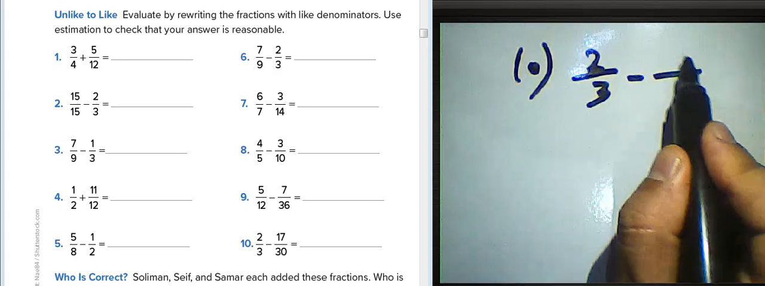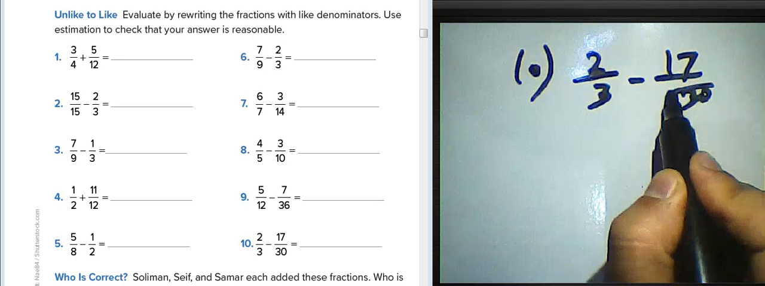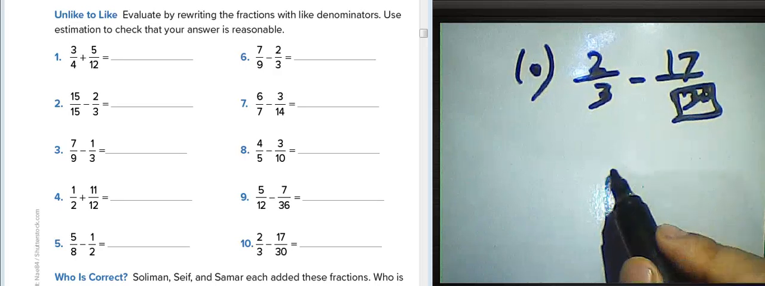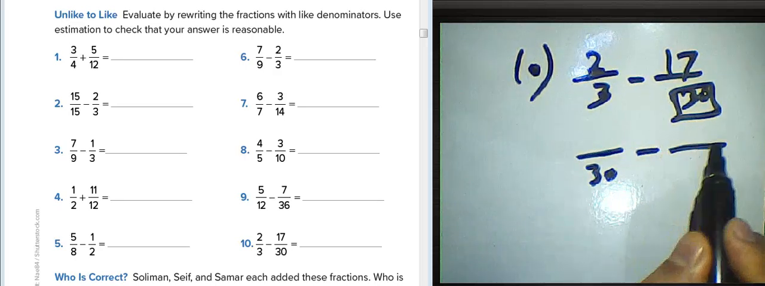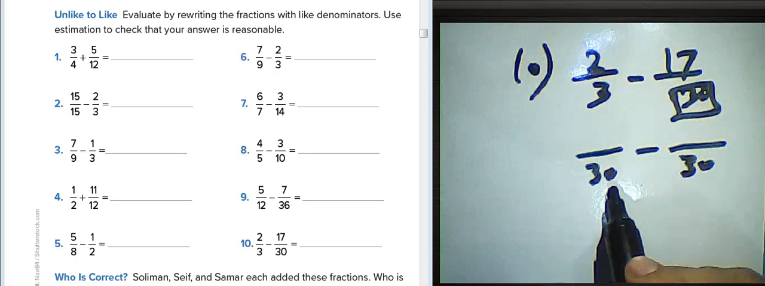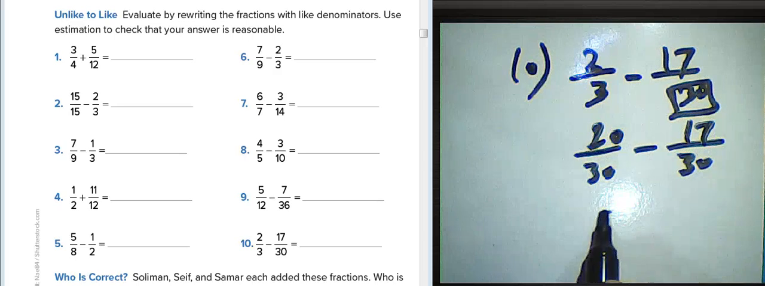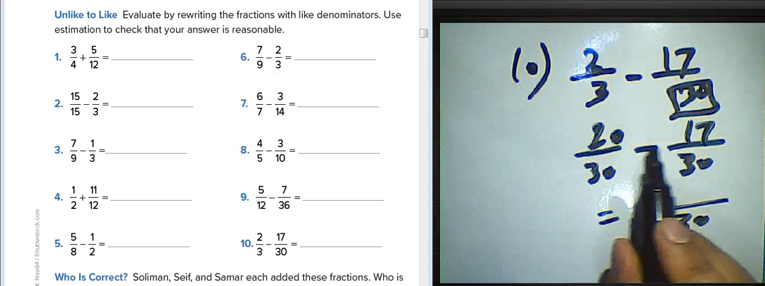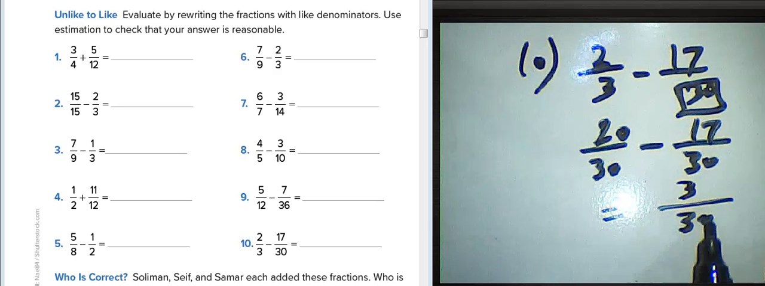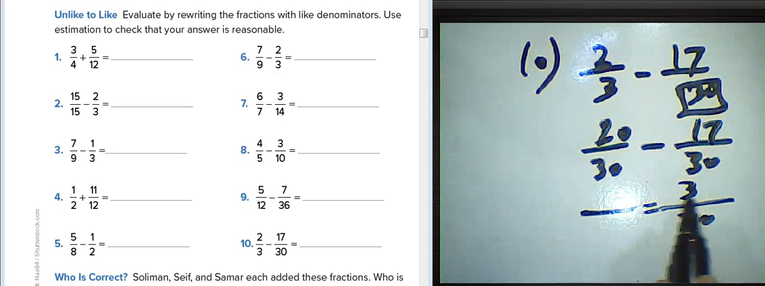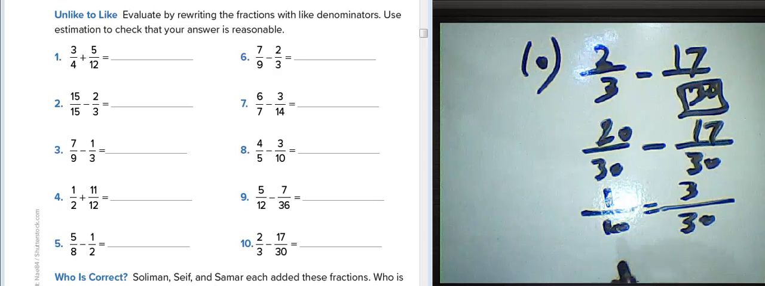2 over 3 subtract 17 over 30. We can find the least common multiple of the two denominators. 3 times 10 equals 30, 2 times 10 equals 20, and write 17 over 30. 20 minus 17 equals 3. We can simplify by dividing the numerator and denominator by 3. The result will be 1 over 10.